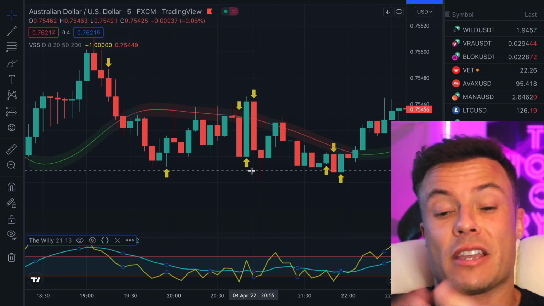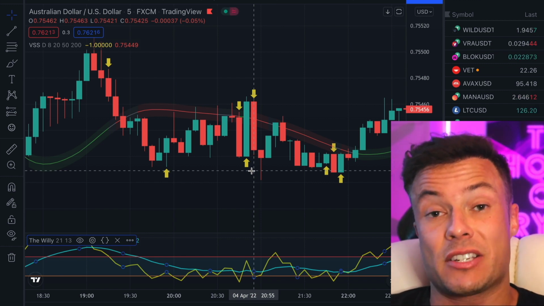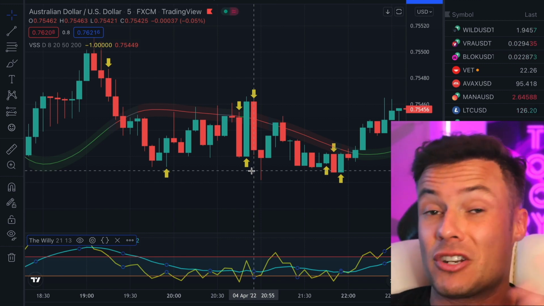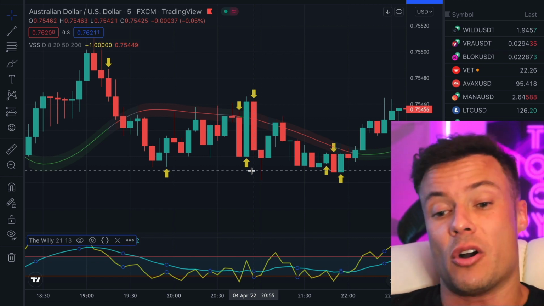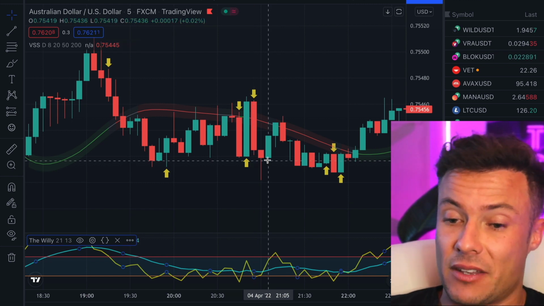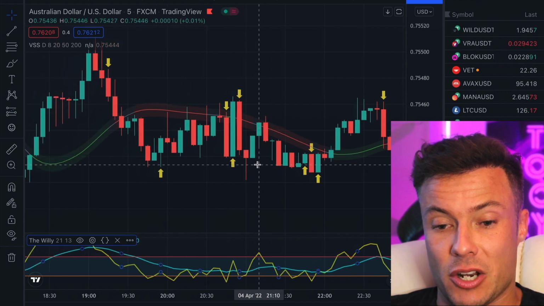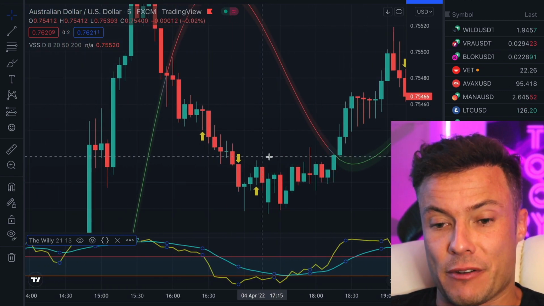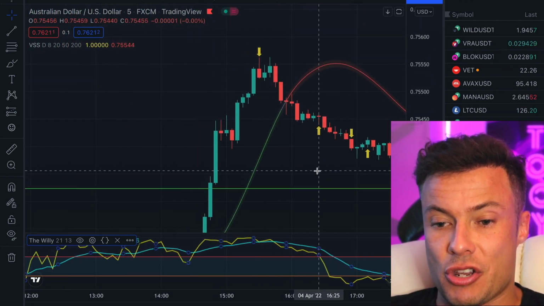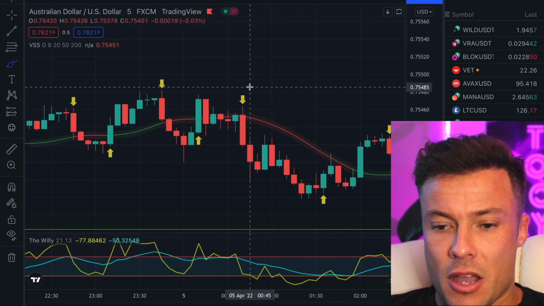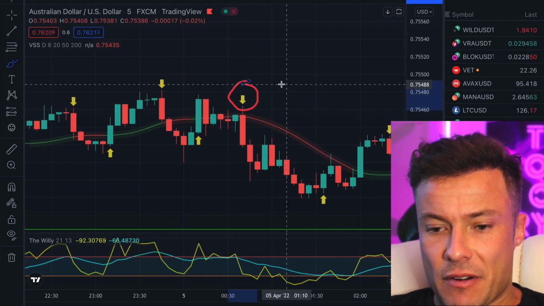This is currently looking at Forex, Australian dollar versus the US dollar, but we'll check it out on Bitcoin in a moment to prove that it works not only on Forex, but also on crypto and any other charts that you might be looking at. So let's go through, and I want to find a perfect setup to show you what we want to be looking for. Okay, this one here is a very good example, right?